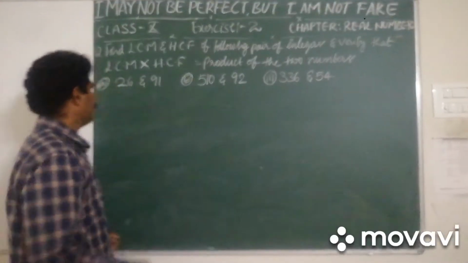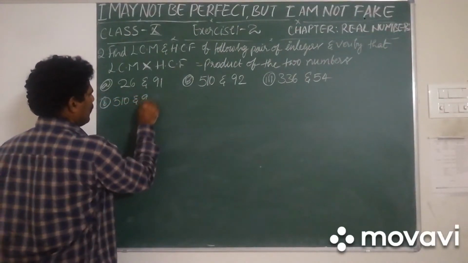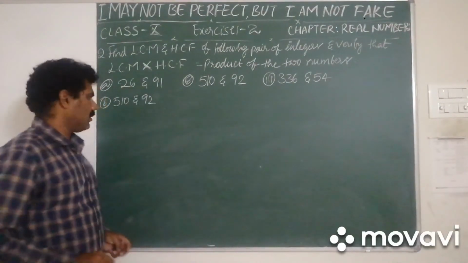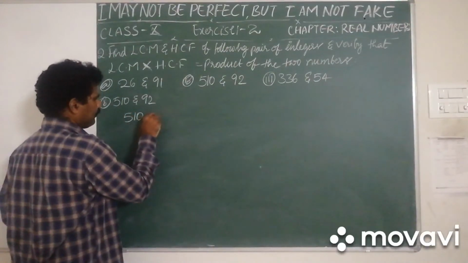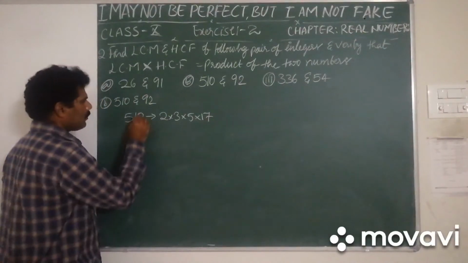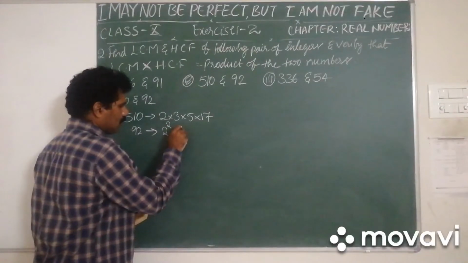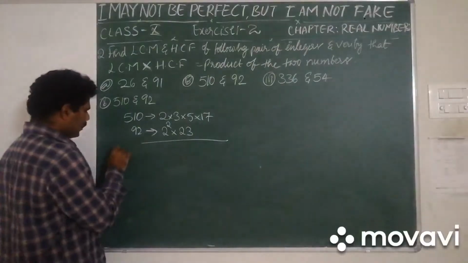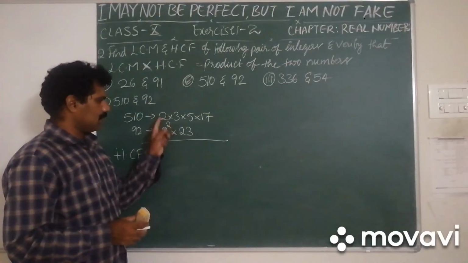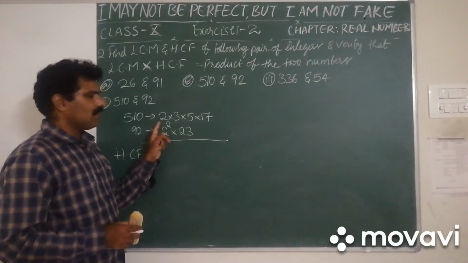Now the second one, 510 and 92. As usual, we have to represent these in terms of prime factorization. 510 can be written as 2 into 3 into 5 into 17, and 92 can be written as 2 square into 23. Now what is the rule for the HCF? We have to take the factor which is common for both the numbers, that is 2, with the least power.